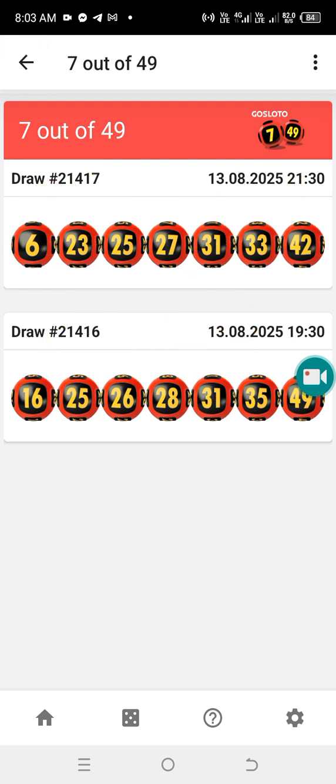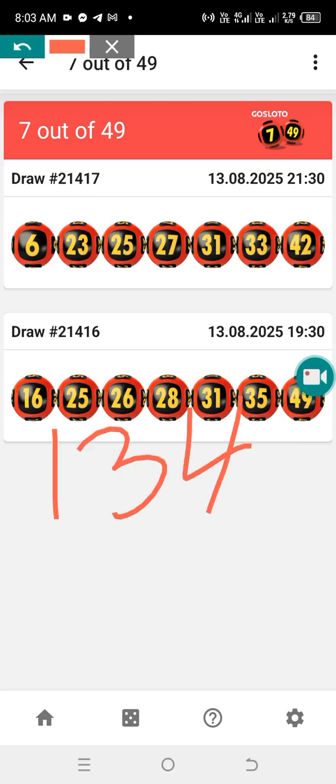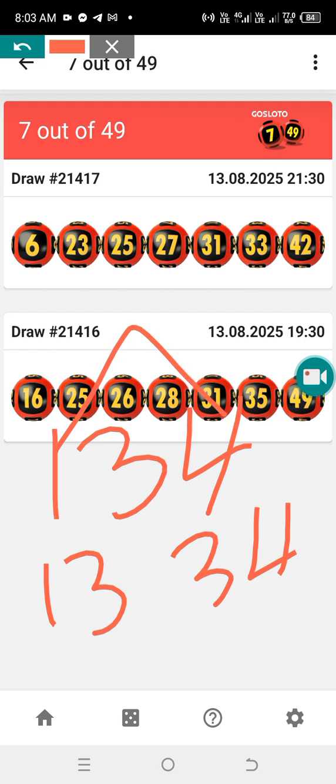Alright, so our code was 134, we can get 3 doubles there. We have 13, 34, and the first and the last number, which is 14. If you do plus or minus 10 on 14, plus 10 is 24, which is here as a 42. You understand? So that one also can work.